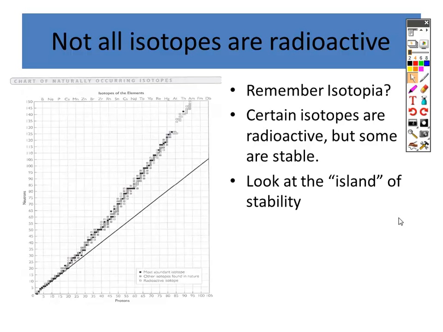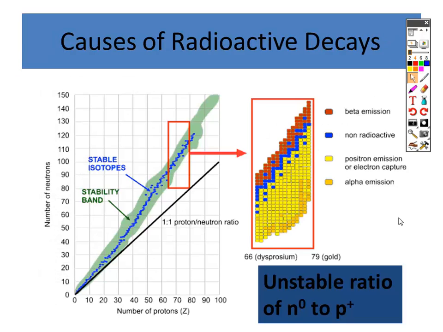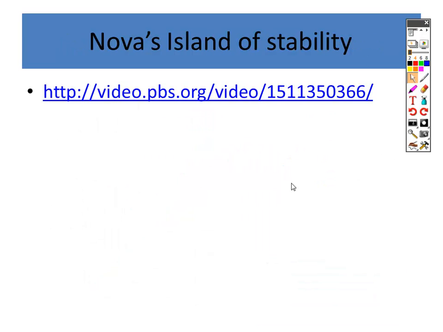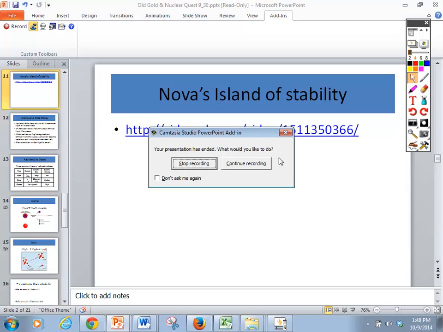So they're not all radioactive. Let's take a look. If they're too big, they can go through different types of radiation. So let's pause it here and watch the island of stability.